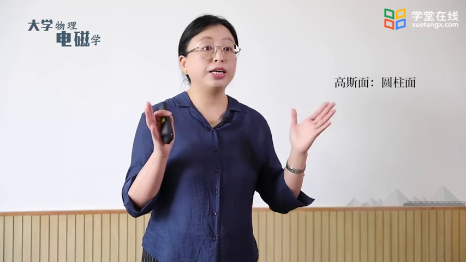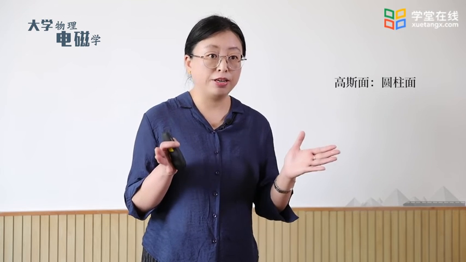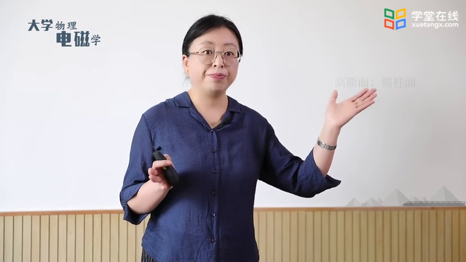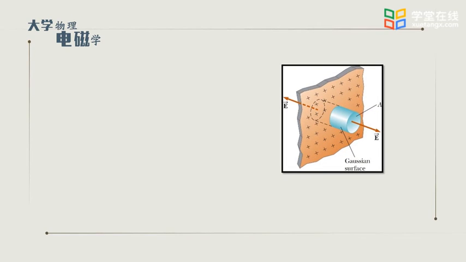So, we shall choose a small cylinder as a Gaussian surface, as shown in this figure. The axis of the cylinder is perpendicular to the plane, and each flat surface has an area A. The two ends are equidistant from the plane. We found that the electric field is parallel to the curved surface of the cylinder, and therefore the flux through the curved surface is 0.